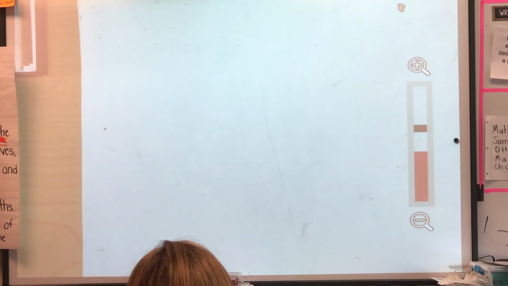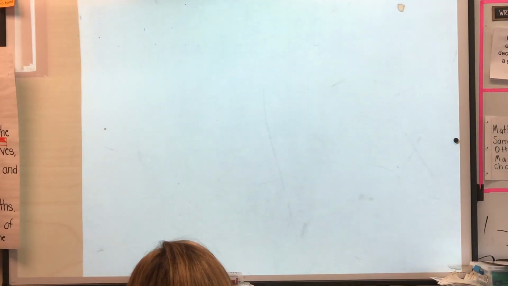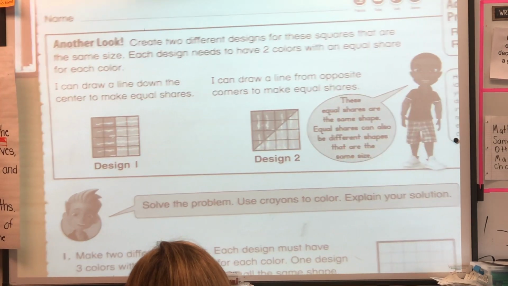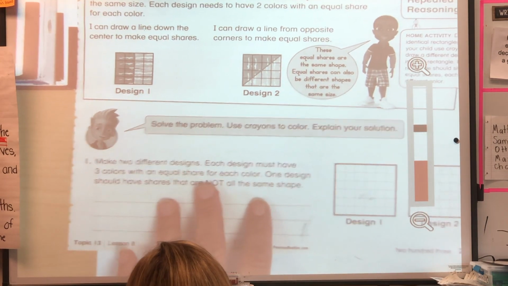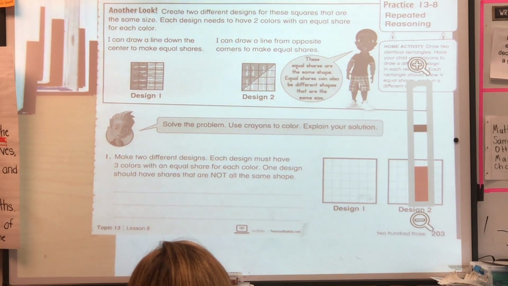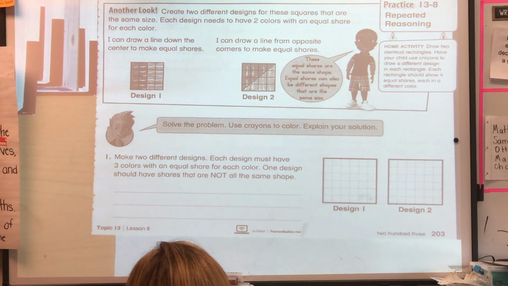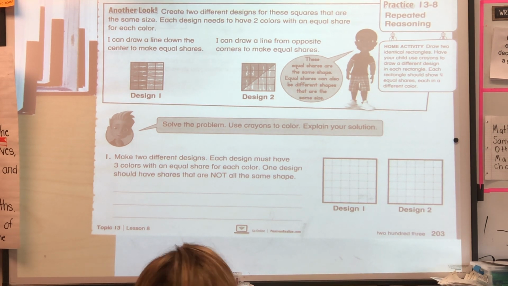Let me grab my second sheet here. All right. There we go. Okay. So we're going to make 2 different designs. Each design must have 3 colors with an equal share for each color. So I'm dividing into thirds. One design should not have shares that are the same shape.